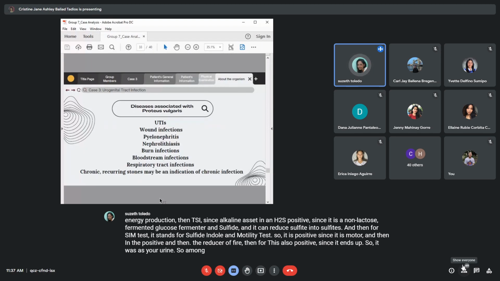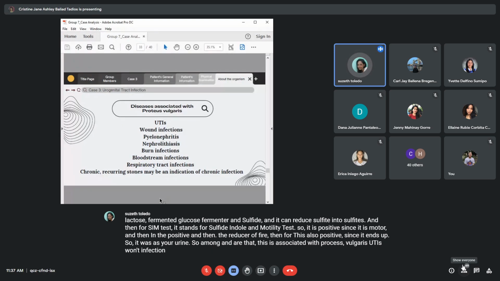What are the diseases associated with Proteus vulgaris? UTIs, wound infection, pyelonephritis, urine with red blood cells, burn infections, skin infections, respiratory tract infections, and chronic infections.